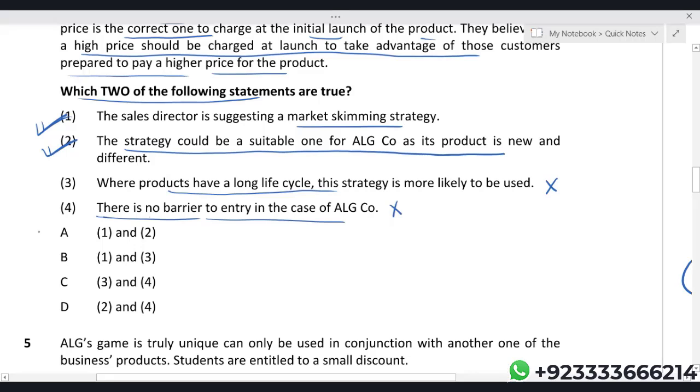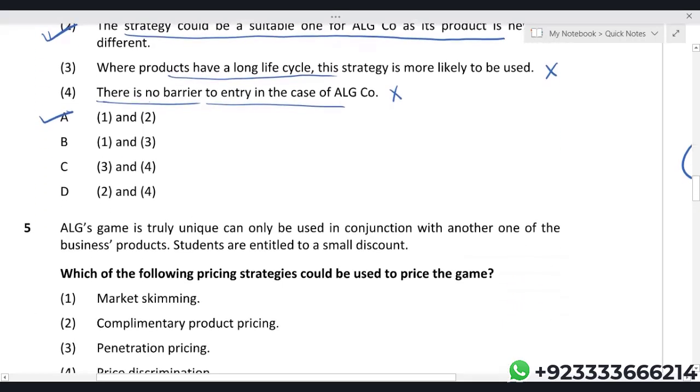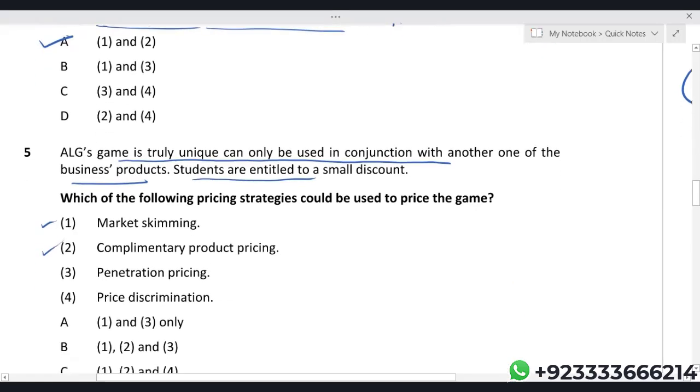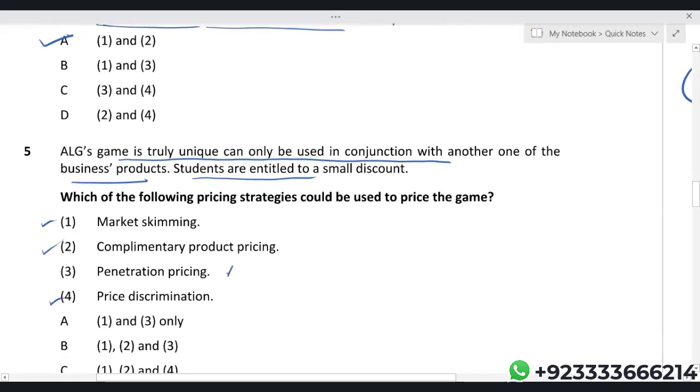Only 1 and 2 are correct. ALG company is truly unique, can only be used in conjunction with another one of the price business product. When your product will be used with another, that is complementary product pricing. Students are entitled to a discount: if you are giving discount to one class of customer and not giving discount to another, that is price discrimination. Which of the following pricing strategies could be used? Market skimming, yes. Complementary product pricing, yes. Price discrimination, yes.